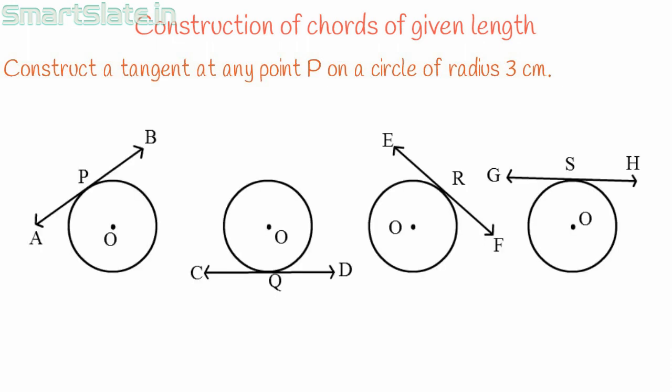Observe these figures. All these straight lines you can see are tangents. Tangent is a straight line which touches the circle at one point. The point at which tangent touches the circle is called the point of contact. There is one more property you should know about these tangents. The radius drawn at the point of contact is always perpendicular to the tangent.